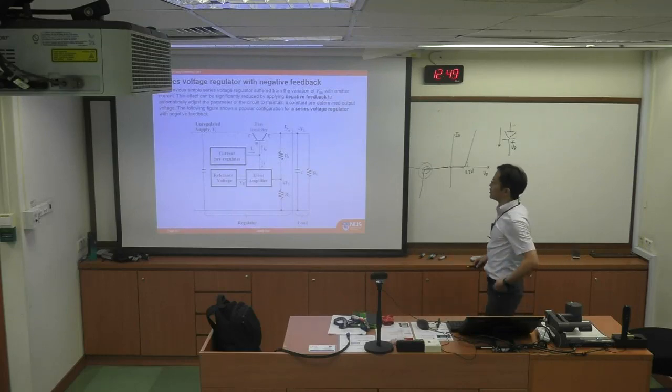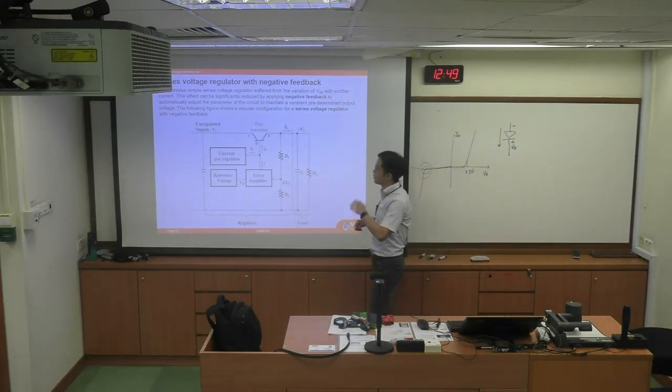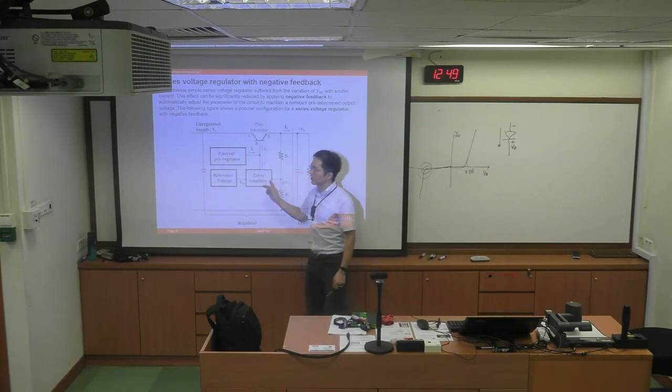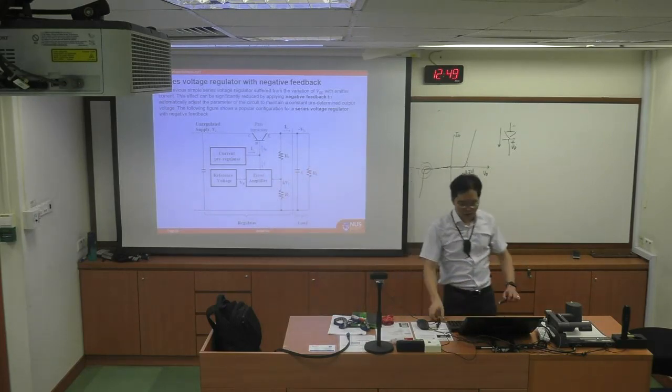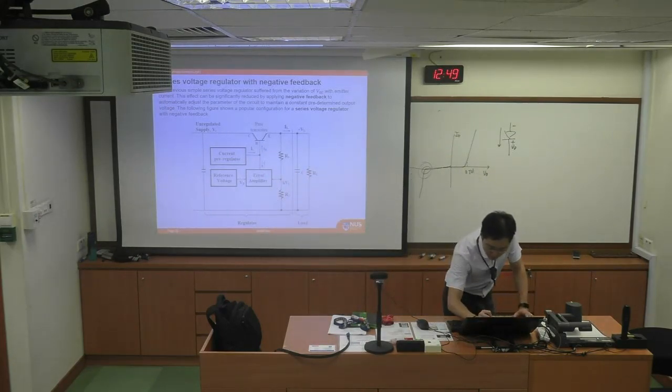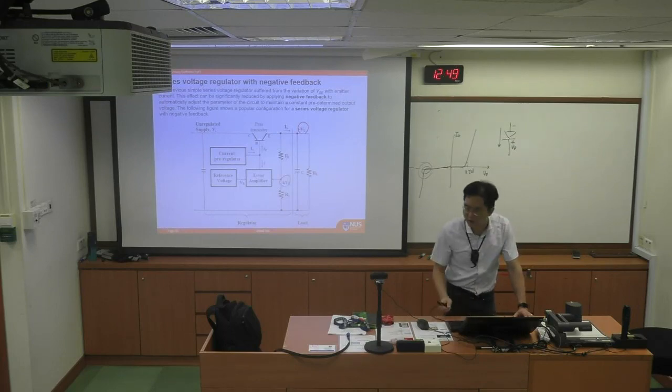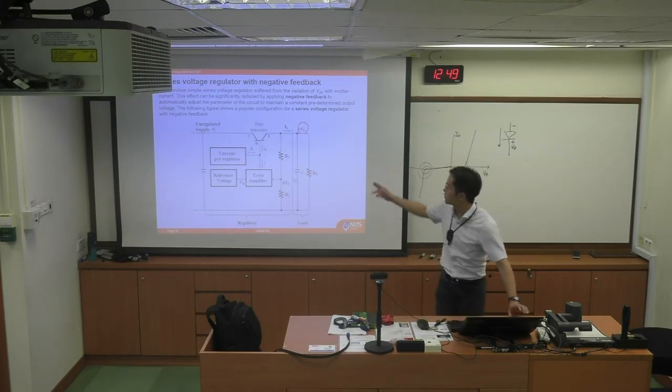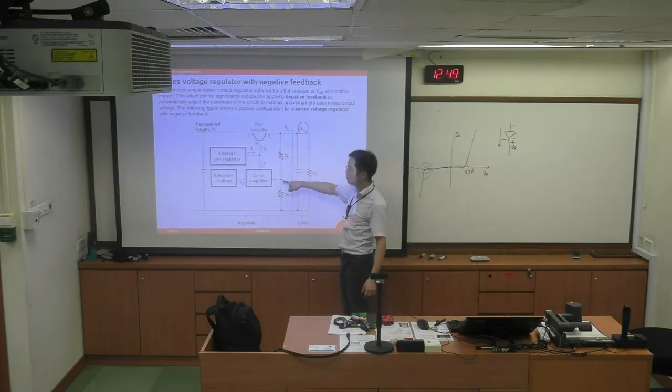So to prevent this, what we do is use a voltage regulator with negative feedback. This is how it works. You have the voltage divider of R1 and R2. You can see that the load voltage will be divided by R1 and R2. That is the KVL, the voltage division ratio of R1 and R2.